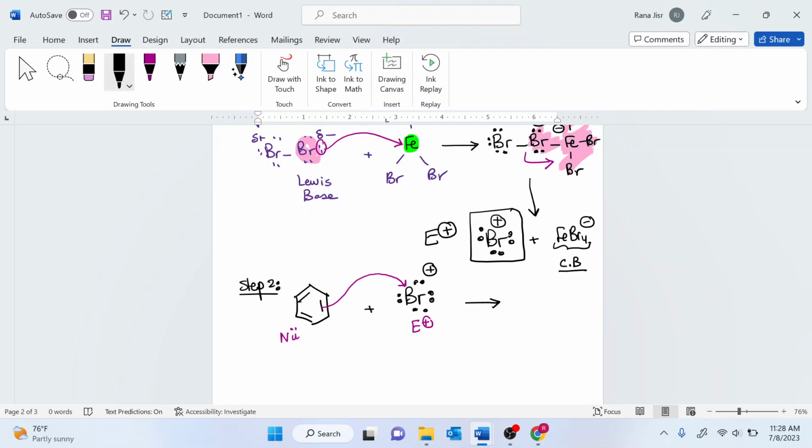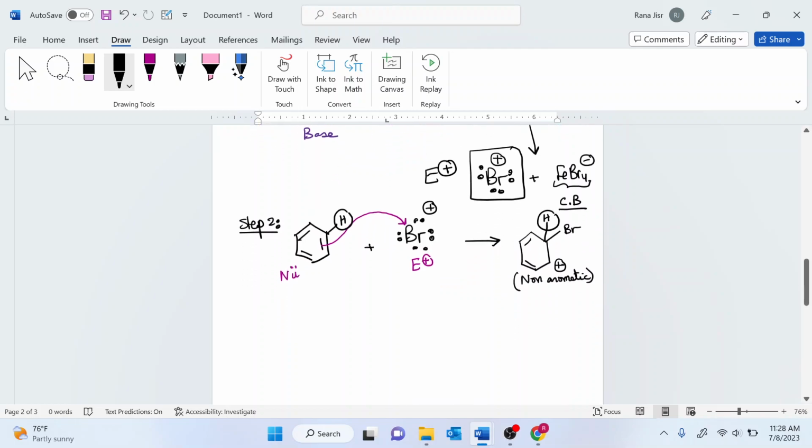I will be breaking the aromaticity of the benzene. So I will end up getting a non-aromatic compound in there. So I'm going to have a bromine over here and I'm going to have a plus charge in there. Of course, I will have a hydrogen over here, and this hydrogen is the one that I am going to substitute. So this is the hydrogen in there. This is non-aromatic, but it is stabilized by resonance. So you can simply move those double bonds towards the plus charge to stabilize this non-aromatic intermediate.